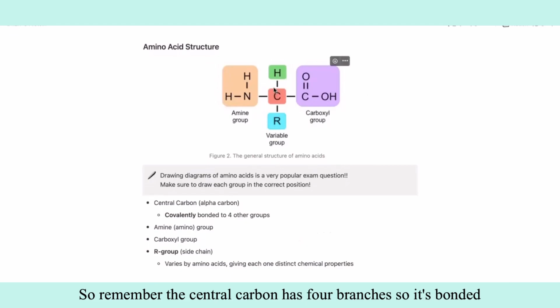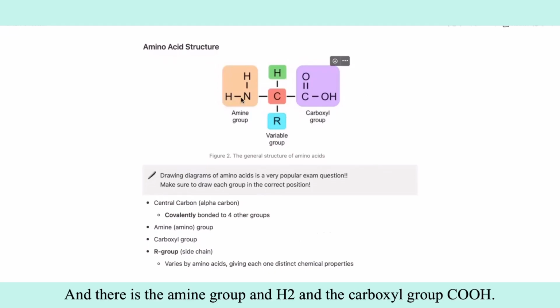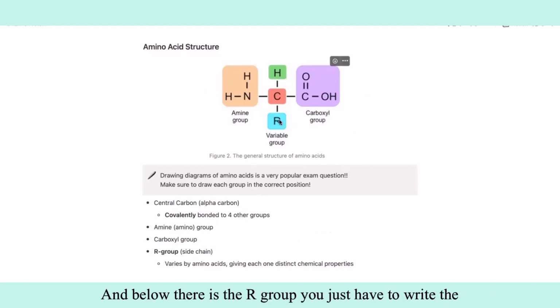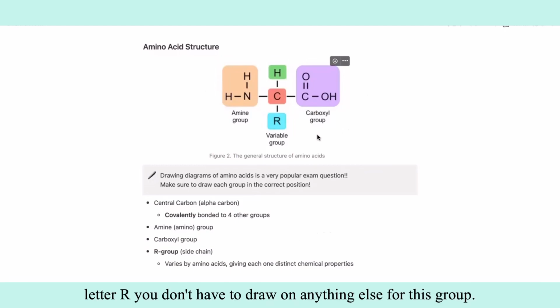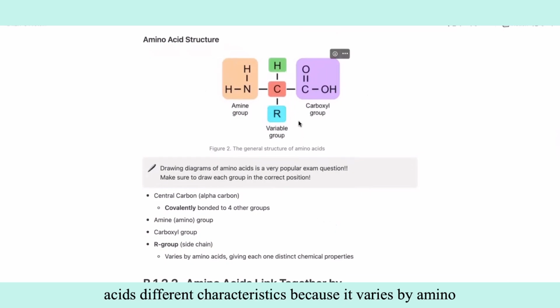So remember, the central carbon has 4 branches, so it has maximum bonds. And there's the amine group, NH2, and the carboxyl group, COOH. And below there's the R group. You just have to write the letter R. You don't have to draw anything else for this group. And it's important to know that the R group is what gives amino acids different characteristics, because it varies by amino acid.